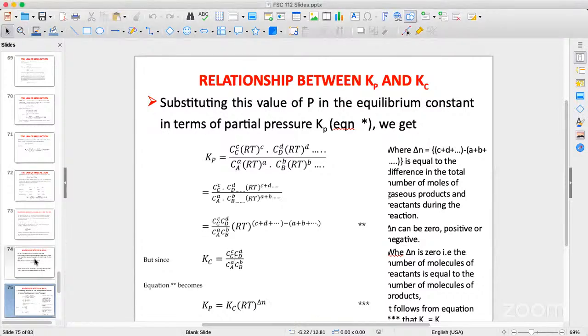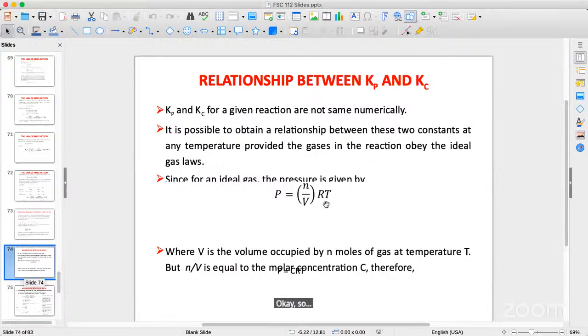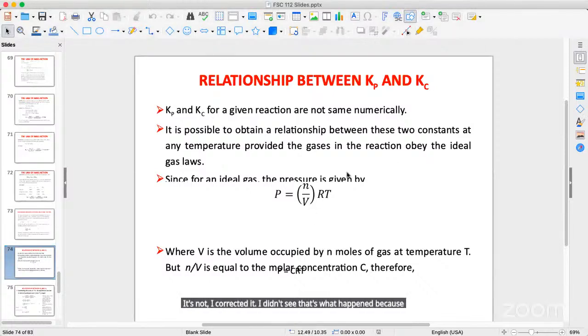Okay, so I corrected it. I didn't say that's what happened, because I chose to.